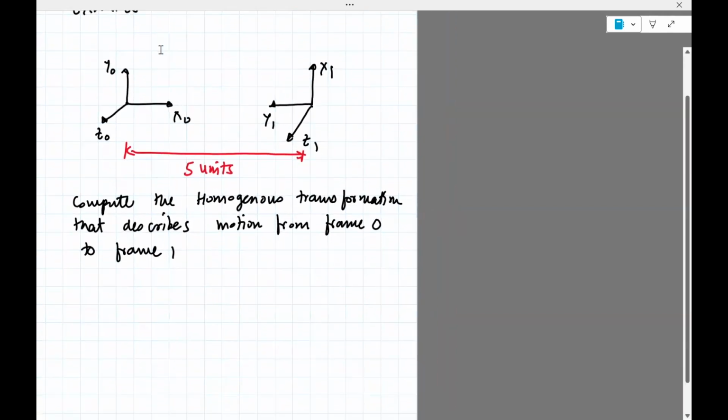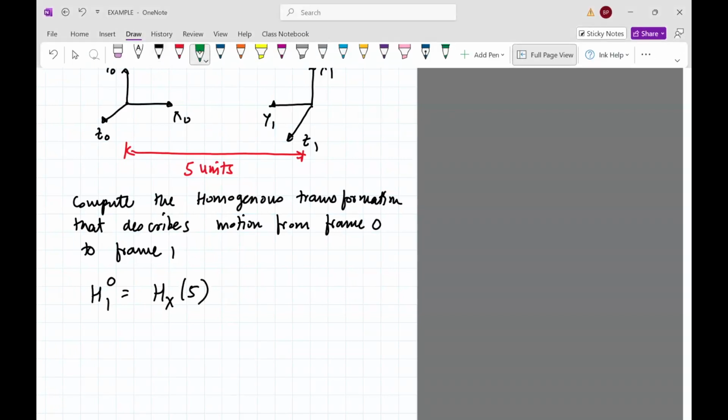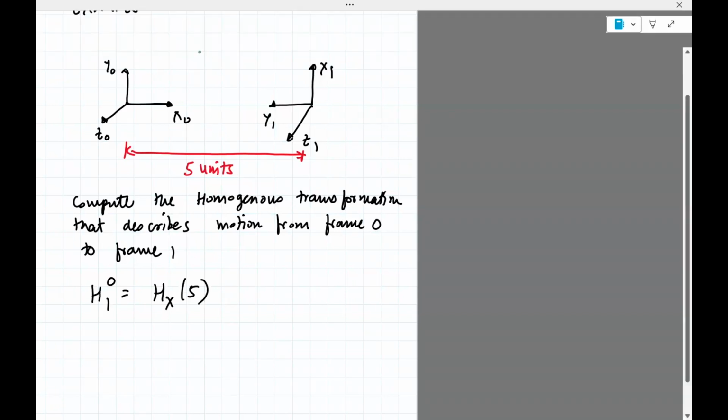Okay, so let's say that the transformation is h10, right? You need to write how you go from 0 to 1. Well, first you notice that you do a translation by 5 units along the x-axis, right? So that would be h_x 5 units. So when you do this translation, and feel free to draw this when you solve it, it just might make life easier, this is how it will look. X1, Y1. This is the intermediate frame.